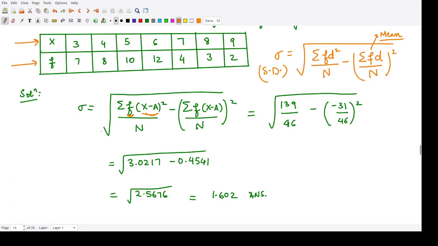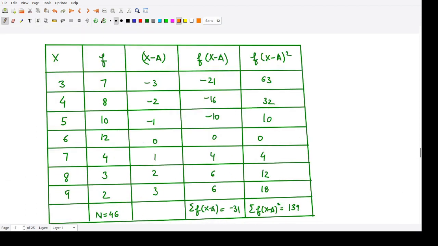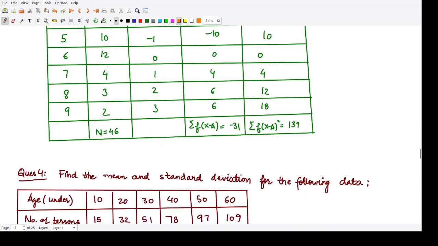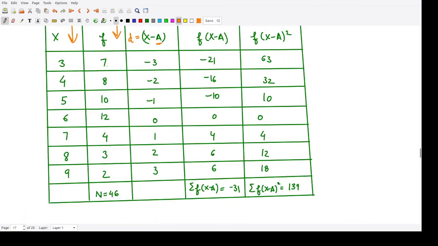So what we are doing here is we are calculating d first. D is x minus a and we are then performing the calculations. You just see this is the given data, this is the values of x, this is the given frequency. So first we are calculating these deviations from the assumed mean. For that you can assume any value of a. In this particular case, what value have I assumed to be a?